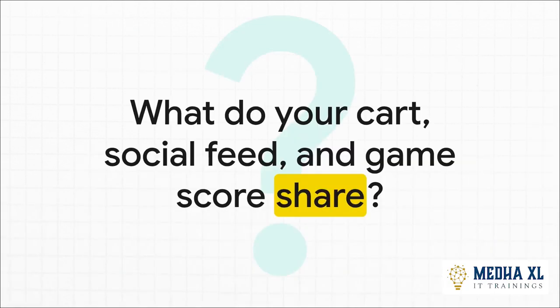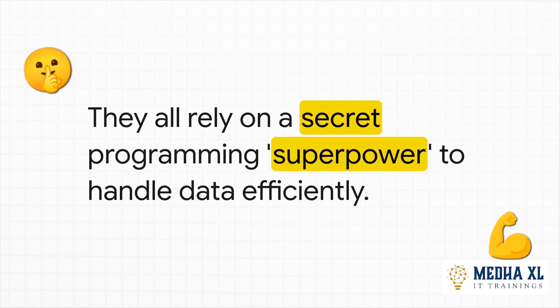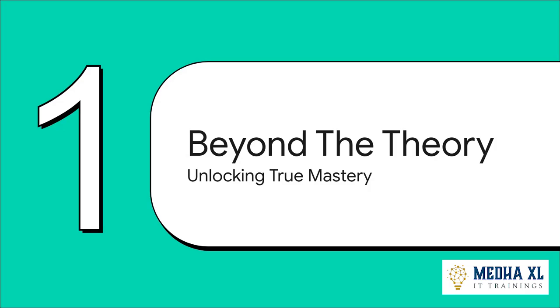So, let me ask you something. Think about the last thing you tossed in an online shopping cart, or the social feed you were just scrolling through, or that high score you're trying to beat in your favorite game. What's the one thing that connects all of them? You guessed it. They all lean on this secret programming superpower to juggle all that data so smoothly. And in this explainer, we're going to pull back the curtain and show you exactly what that is and how it works. And that superpower is, of course, the Java Collections Framework.